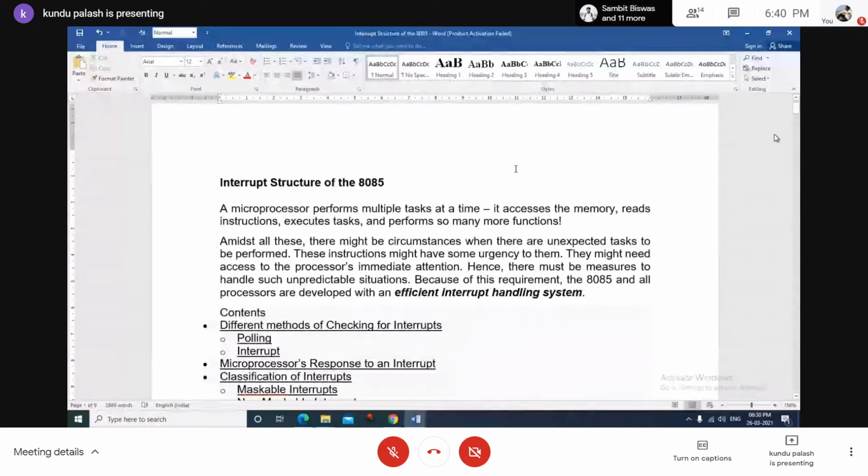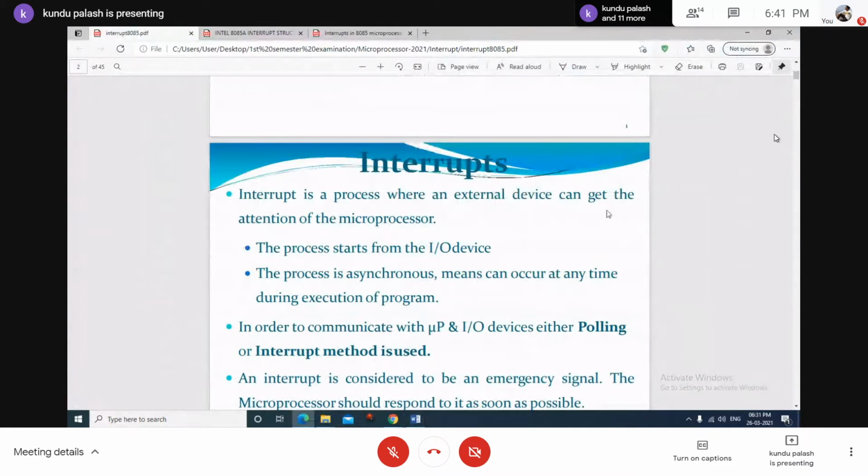But there is a system, and every microprocessor will receive a signal from the external world or an external device. There is an inbuilt hardware architecture inside its internal architecture. So what is the interrupt process? Interrupt is a process where an external device can get the attention of the microprocessor.